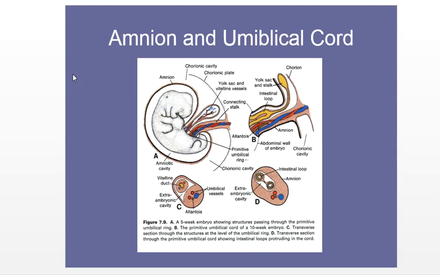And another part of the fetal membranes is the amnion and umbilical cord. The amnion has an oval line of reflection between the amnion and embryonic ectoderm. We call that the amnio-ectodermal junction. This is the amnion and this is the ectodermal surface of the body of the embryo. Here is the amnio-ectodermal junction.